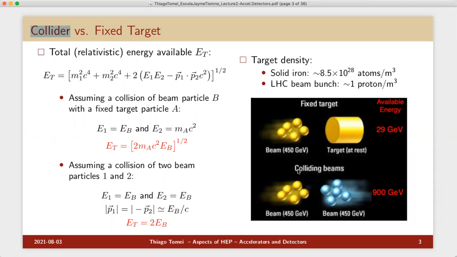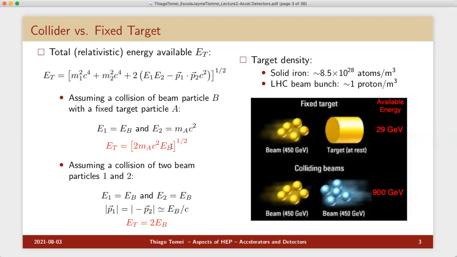What's the catch? Let's calculate the total relativistic energy available. You make this calculation assuming two colliding particles, where one of them is a beam particle B colliding with a fixed target particle A. And then you run the numbers, and it turns out that the total relativistic energy available for the collision goes only with the square root of the energy of the particle beam.